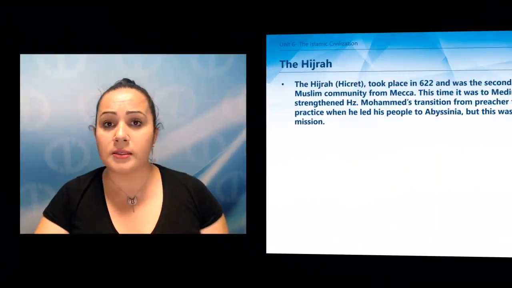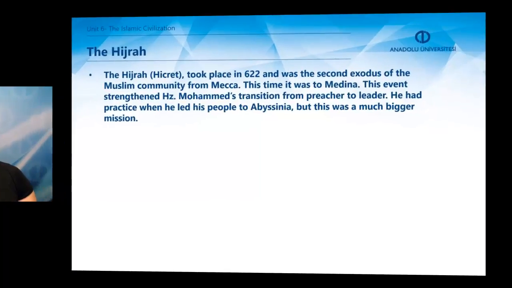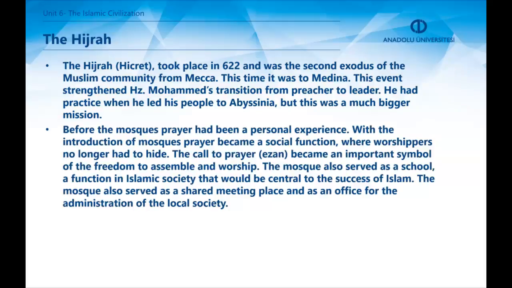Here we will talk about the Hijrah. In Turkish, we call it Hicret. The Hijrah took place in 622 and was the second exodus of the Muslim community from Mecca. This time it was to Medina. This event strengthened Hazrat Muhammad's transition from preacher to a leader. He had practiced when he led people to Abyssinia, but this was a much bigger mission.